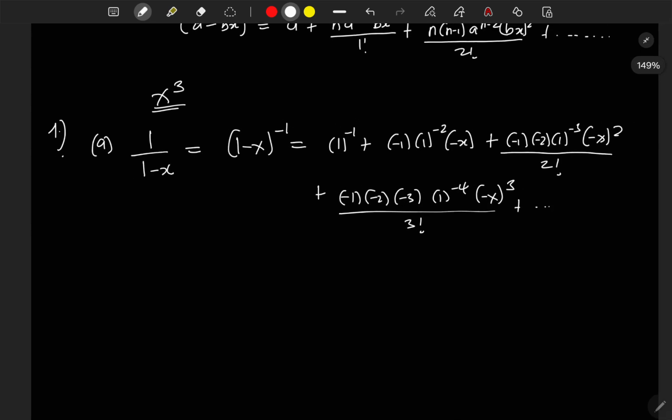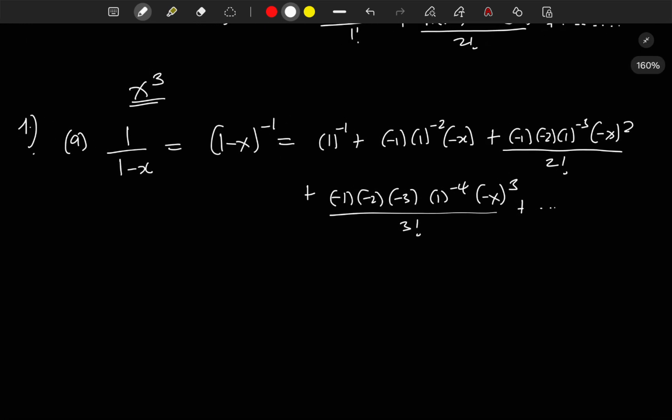All right. And when you evaluate everything that you have there, the first one gives us 1. The second gives us x. The third, this and this cancel, and we are squaring it, so that will be positive x squared. This and this cancel, but remember that there's a negative coming out because there are 3 negatives here, which is going to multiply to give us x to the power 3. So this is the answer.